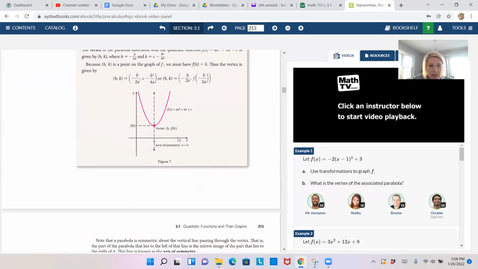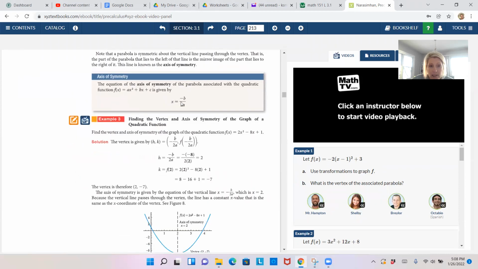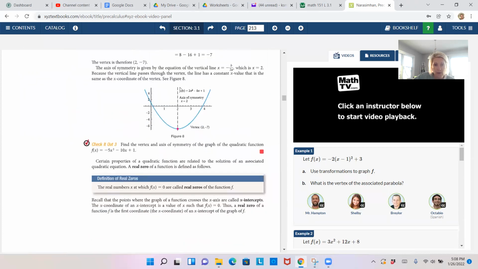And then that h, if you let x equal h and just make a vertical line at x equals h, which is negative b over 2a, that's called your axis of symmetry. That's where if you were to draw that line, like we have right here, this dotted line, it cuts your parabola in half so the two sides are symmetric to one another.